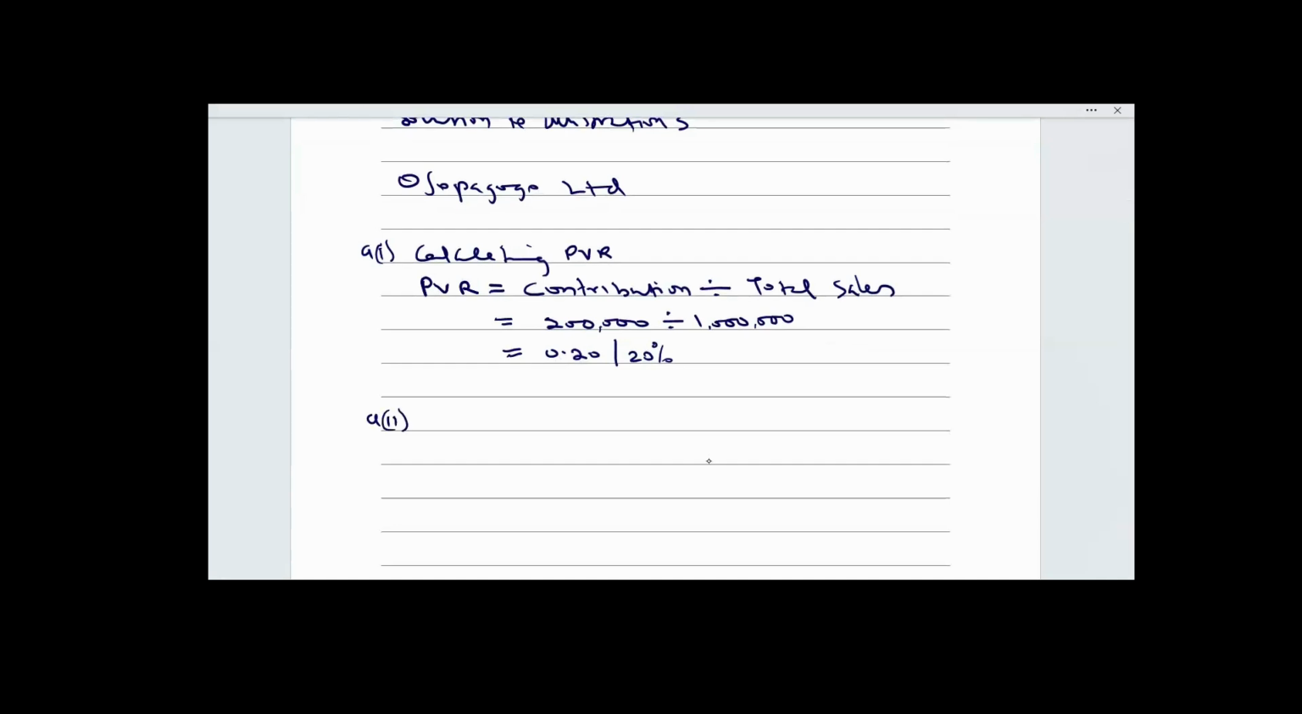What are you asked to do? In the A high, you have to calculate the break-even point. You can see the examiner is silent. You have to calculate break-even point. Which of the break-even points? Is it break-even point in naira or break-even point in units?